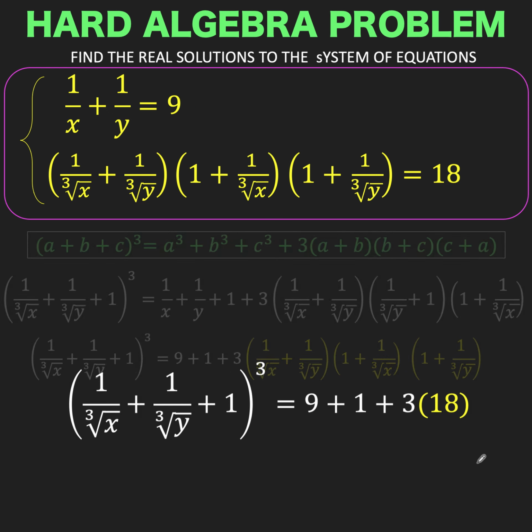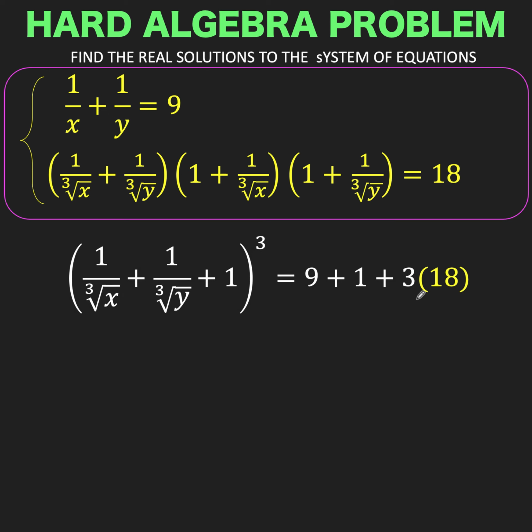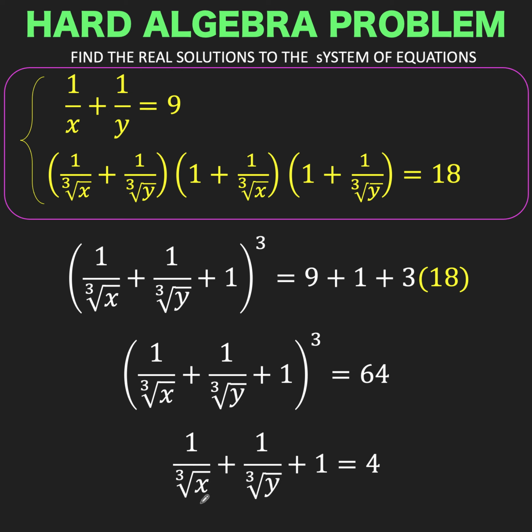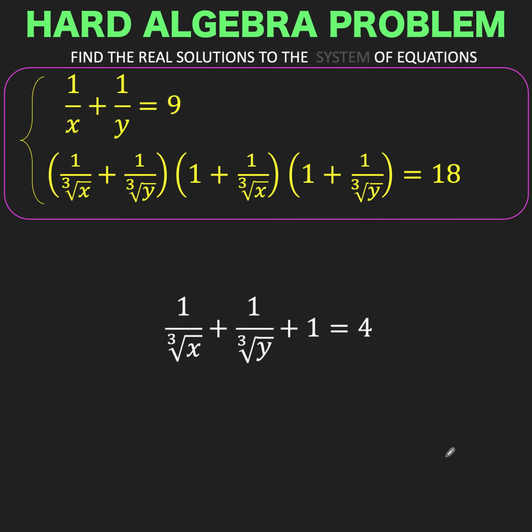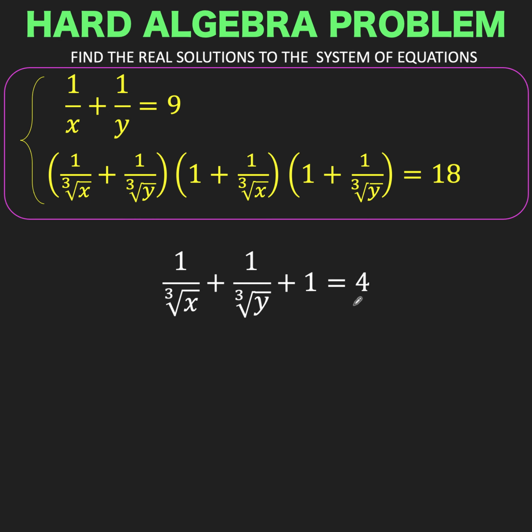So let's simplify this further. 9 plus 1 is 10 plus 3 times 18. This gives us 64. And we take the cube root of both sides to get 1 over the cube root of x plus 1 over the cube root of y plus 1 equals the cube root of 64, which is 4. Then, let's simplify further by subtracting both sides by 1 to arrive at 1 over the cube root of x plus 1 over the cube root of y equals 3. We subtract 1 from both sides.